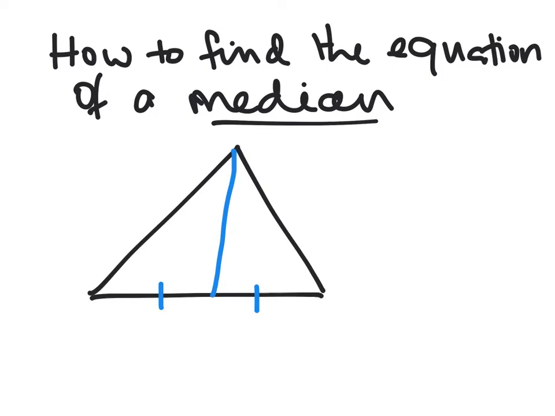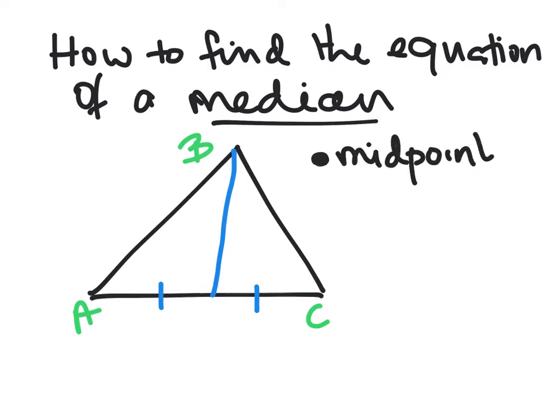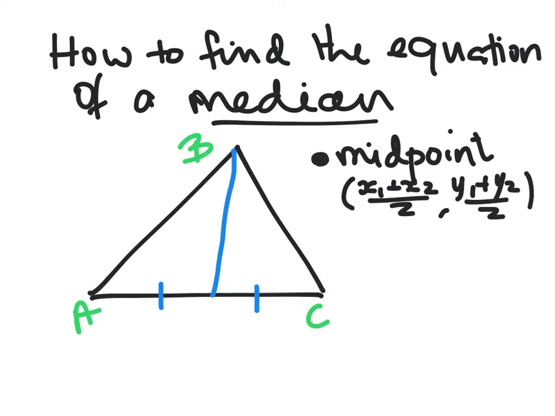So if we've got a triangle, let's say ABC, then the stages that we need to go through to work out a median: first thing we need to do is work out the midpoint of the opposite side, and we've got a little formula for that. It says it's x1 plus x2 divided by 2, y1 plus y2 divided by 2. So let's call that M for midpoint. That would be sensible.